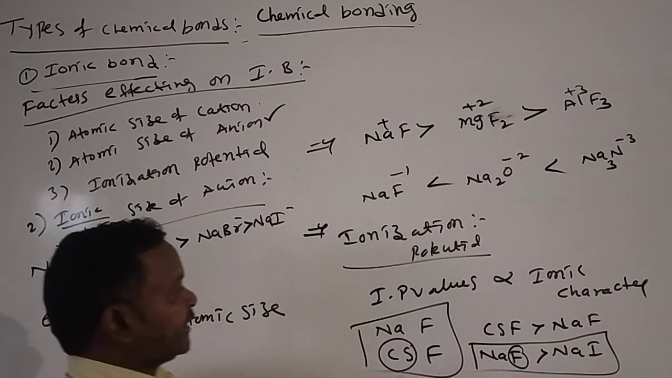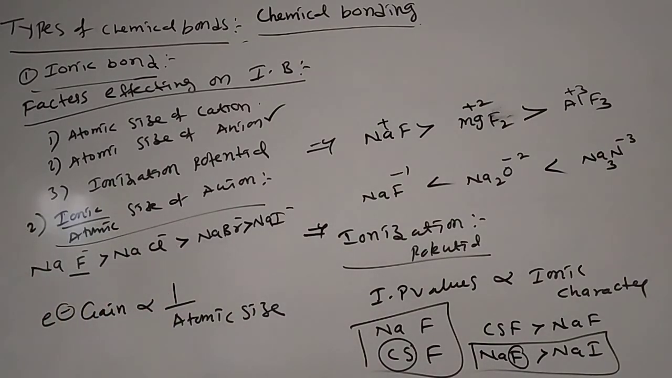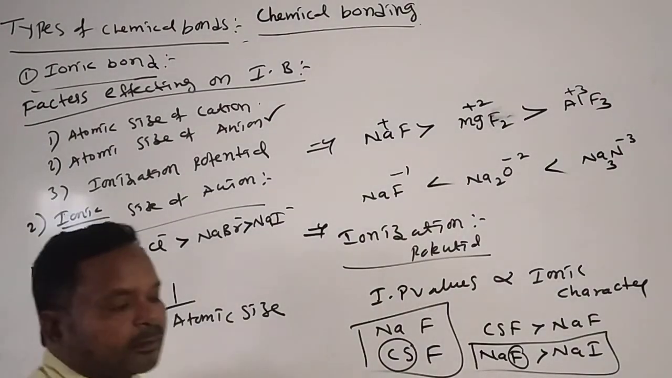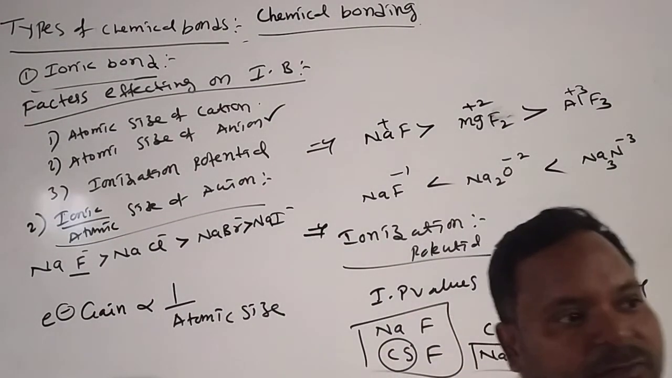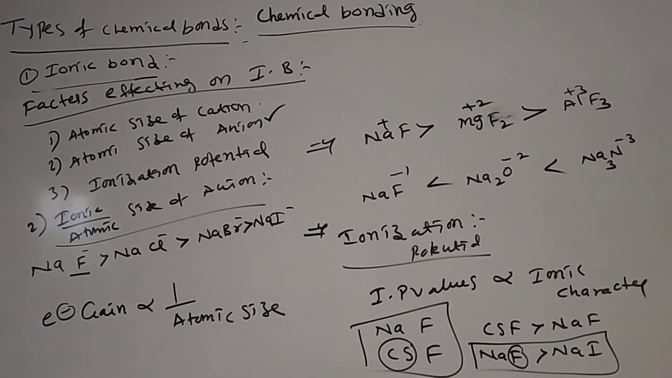We explain like this. These are the important factors affecting the ionic bond. Next in continuation, we'll see the characteristics of ionic compounds. After that we'll move into the covalent bond. Thank you.